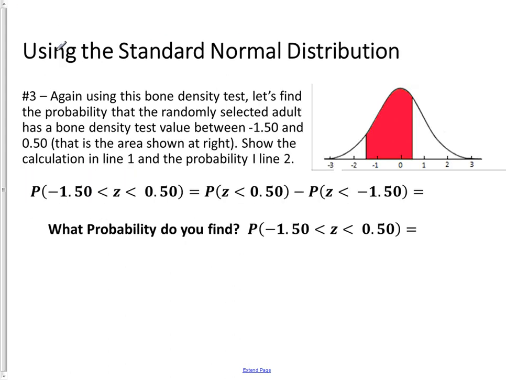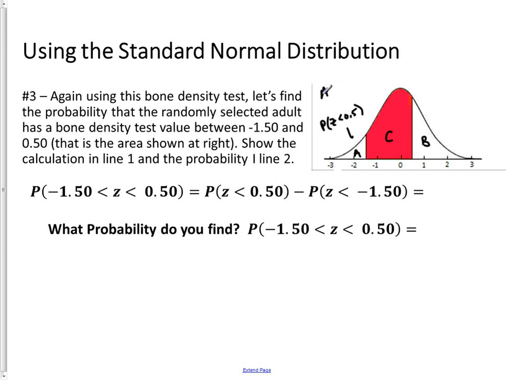All right, one more. Again, using the bone density test, let's find the probability that the randomly selected adult has a bone density test value of somewhere between -1.5 and +0.5. All right, so in this case now we're going to have to do a little bit more juggling. There's 3 areas here. We're interested in area C, let's call it. So here's area A and here's area B. A good way of thinking about this is that area A, that's our probability that z is less than 0.5. Right? Now, we're not really interested in area B right here. We are interested in C.